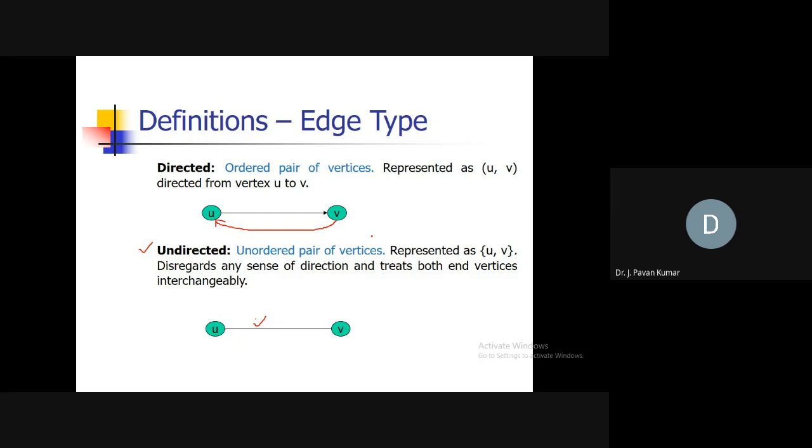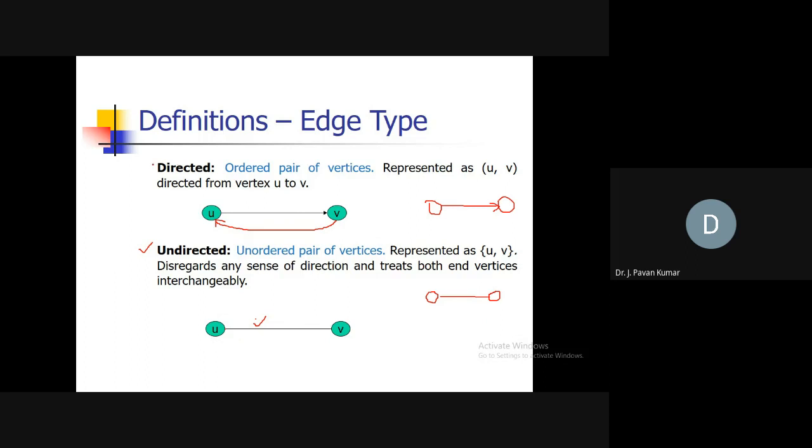Suppose you are having a one way from u to v, then we will be having it like this. This is u, this is v, then from u to v there is one way, so we will denote it by using a directed edge. That's it. If you are having a road where the same road is utilized for both the directions, then we can have an undirected edge. This is just to understand. I have given one example, that's it.